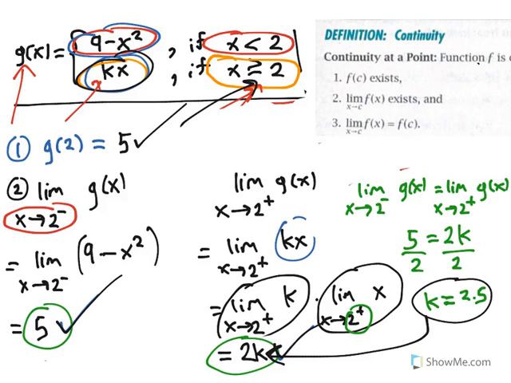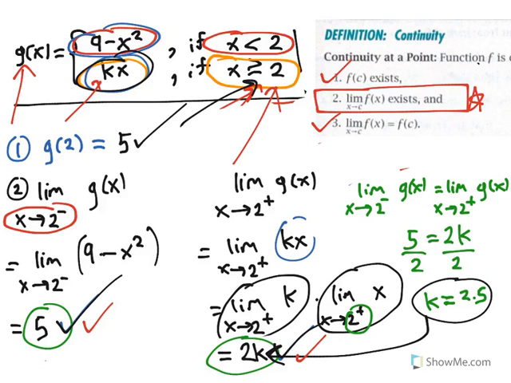So the most important part of this particular problem was just to make sure that the limit of the function g of x as x approaches the transition point 2 exists. And that happens when you make sure that the two one-sided limits exist and are equal to each other. And you can verify that conditions 1 and 3 will also be satisfied, but this is what you really need to do.